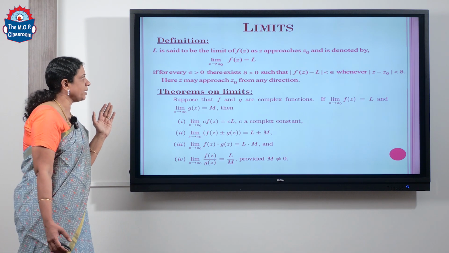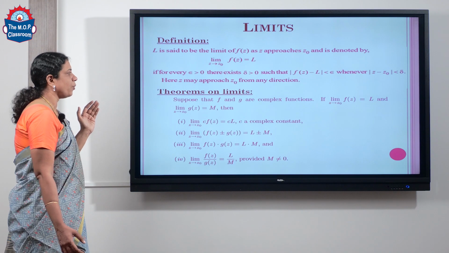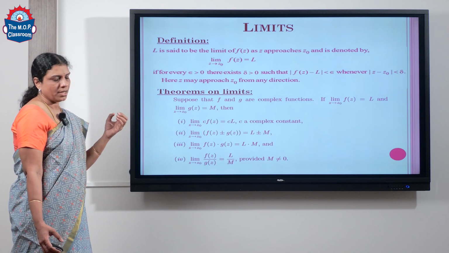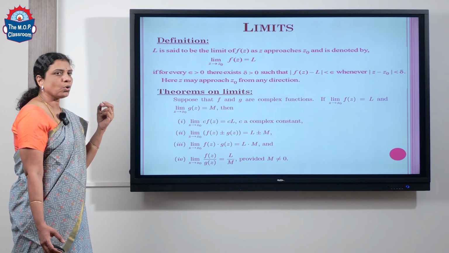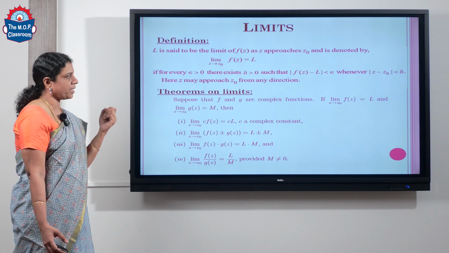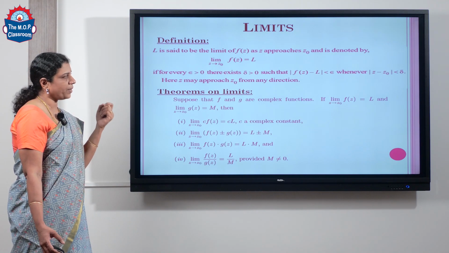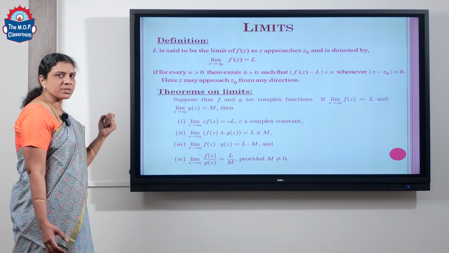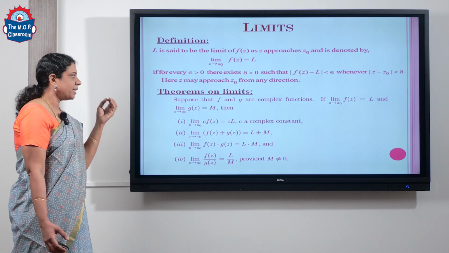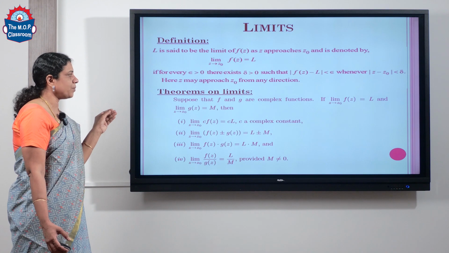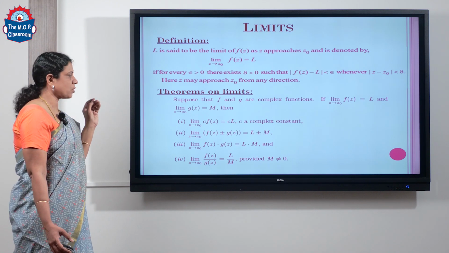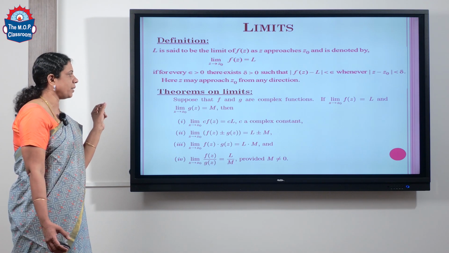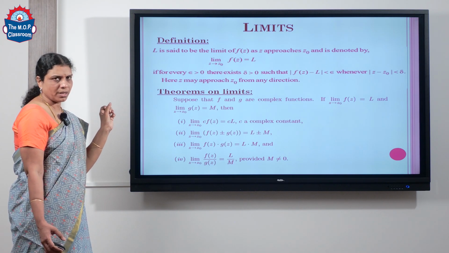Now, based on the definitions, we have the theorem on limits. Suppose we have two functions f and g. So f and g are two complex functions, and if limit z tends to z naught of f of z equals L, and limit z tends to z naught of g of z equals m, then these are the results we can prove. So what are the results? The constant c into f of z has limit c into L.